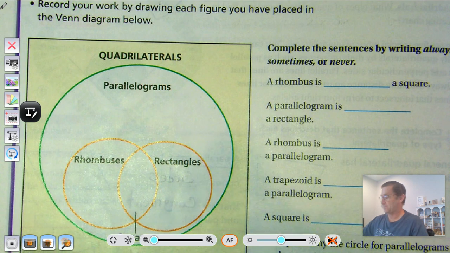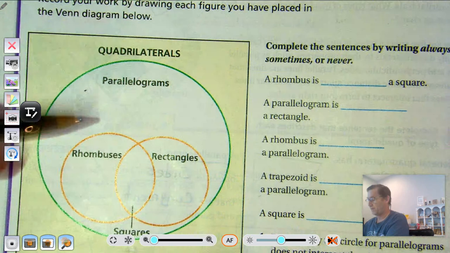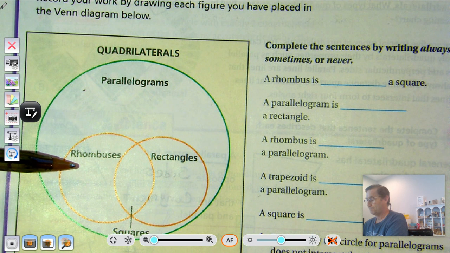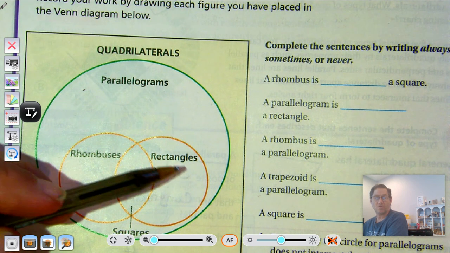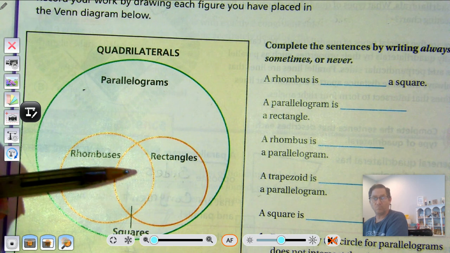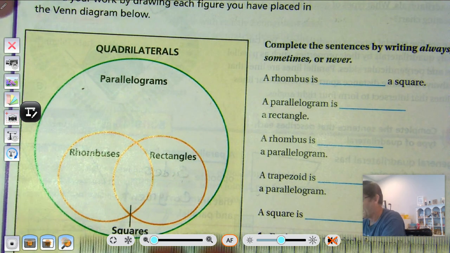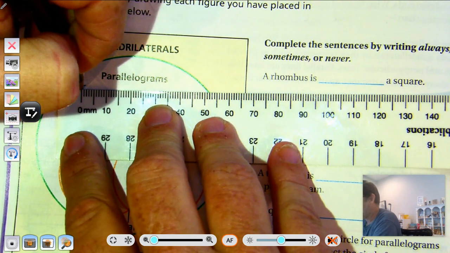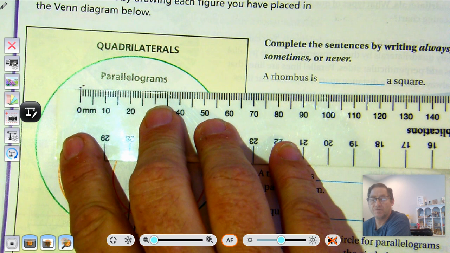Parallelograms do not necessarily have to have equal sides. So I want to draw a parallelogram and give examples of parallelograms that are rhombuses, rectangles, and squares, and then parallelograms that don't fit in anywhere there. Basically, I know that if it has 2 pairs of congruent sides and 2 pairs of parallel sides, it's a parallelogram.